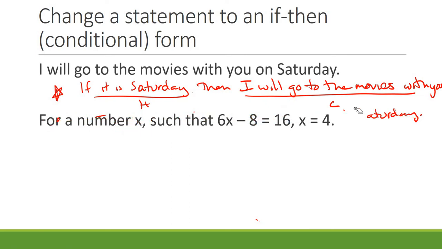For a number x such that 6x minus 8 equals 16, x equals 4, write a conditional for me. So if 6x minus 8 equals 16, then x must equal 4.